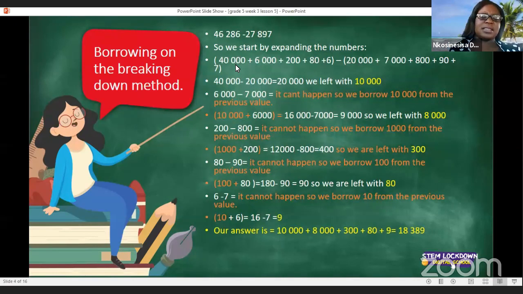Let me just say there are many ways of subtracting. And here we looked at the breaking down. Yesterday, if Zamambo is here, we looked at the column method. That's the method that he's talking about. So there are many methods. There is no right or wrong method in maths. There are many strategies that you can use.